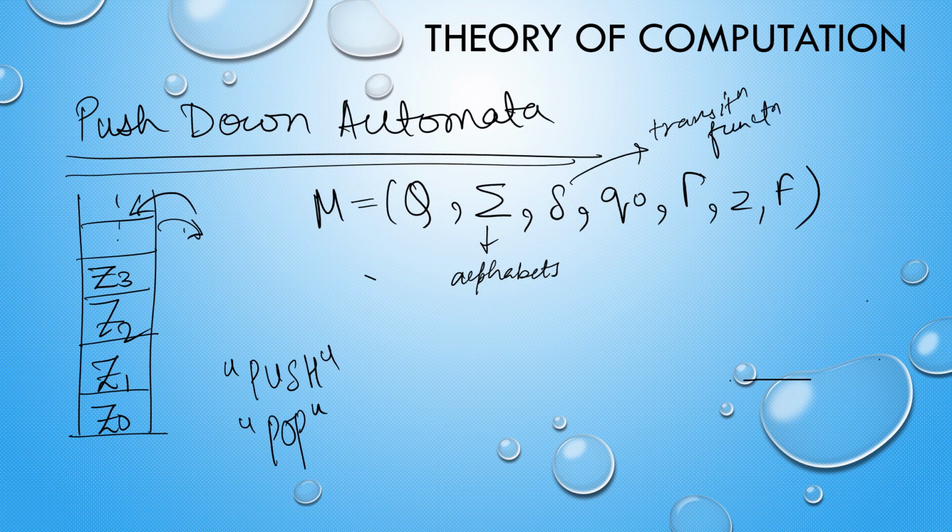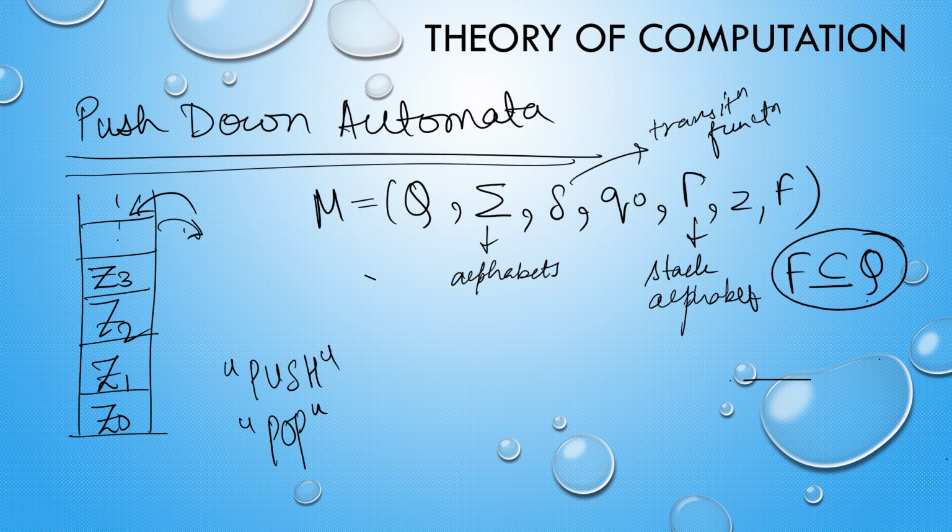Then Q0 is your starting state. This symbol, which may be new for you, is your stack alphabet. Then Z is your stack start symbol, and F is basically the set of final states belonging to Q. Okay, so this is basically what you had to know. So now let's understand this with the use of an example.